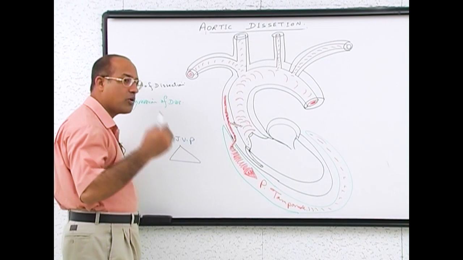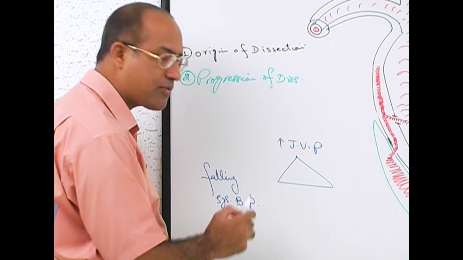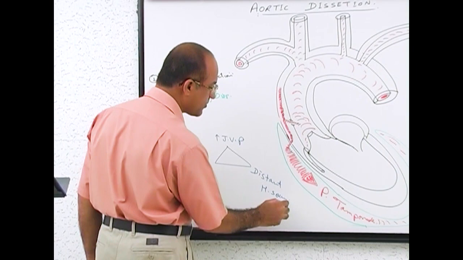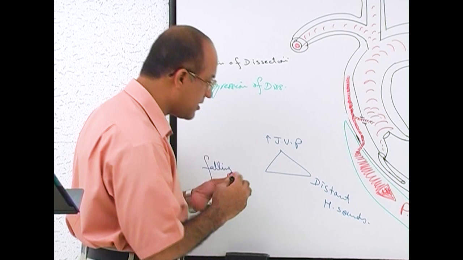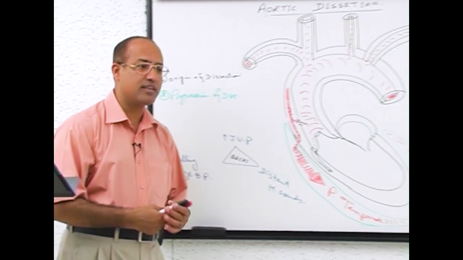and there will be falling systemic blood pressure, because the left heart cannot maintain the cardiac output, and muffled heart sounds or distant heart sounds. Distant heart sounds, right? This condition is called Beck's triangle.